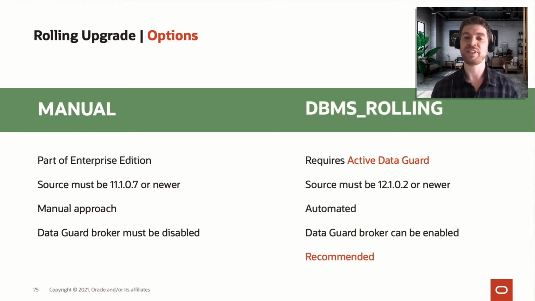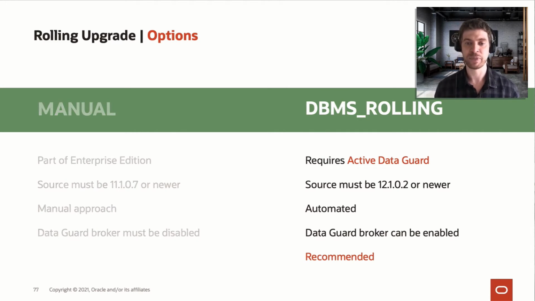Or we have the automated way. The automated way is using DBMS_ROLLING. For this automated way, unfortunately, you need the Active Data Guard licensing, and it must be at least 12.102, but we really recommend you to be at least at 12.2, because there are many bug fixes on 12.2. If you go with 12.102, on this method, you need to apply some bug fixes before, okay?